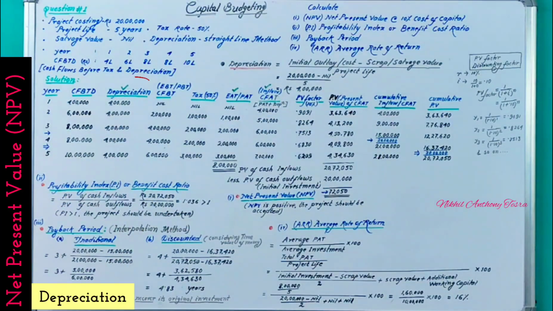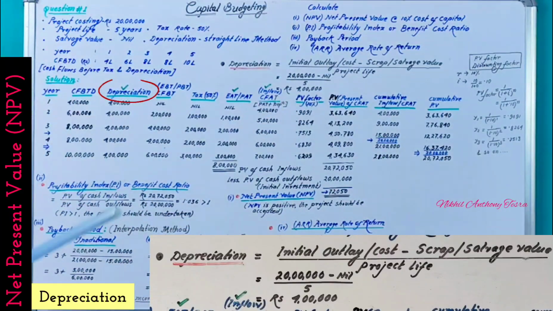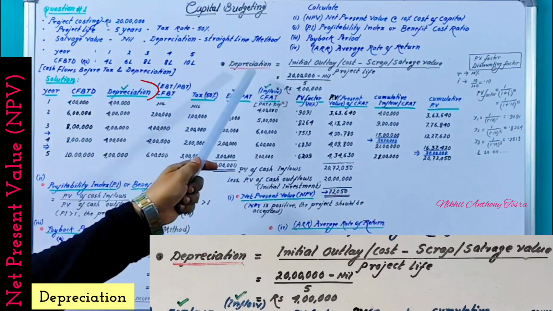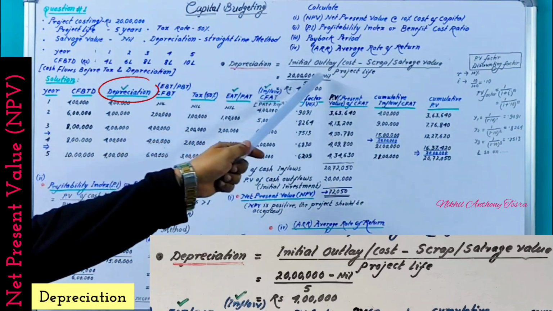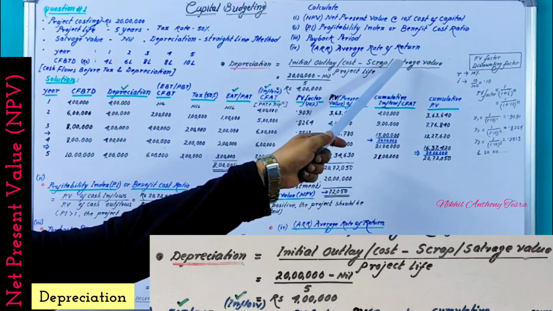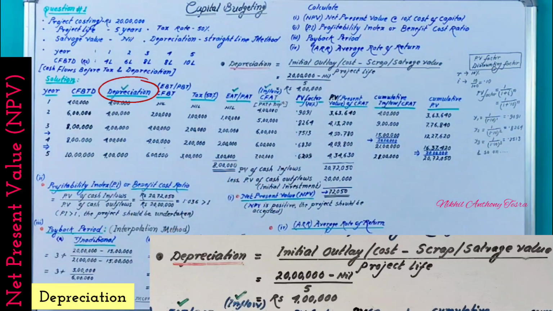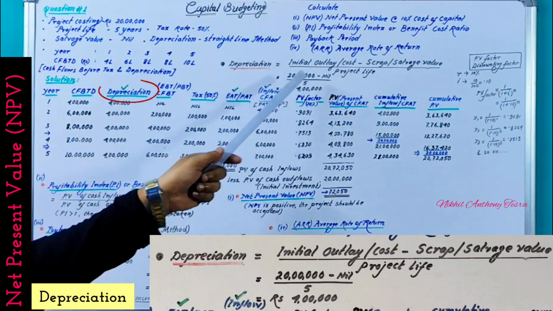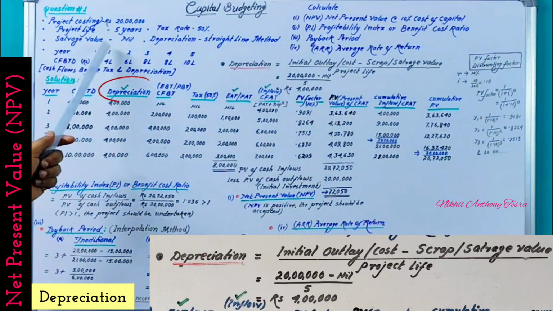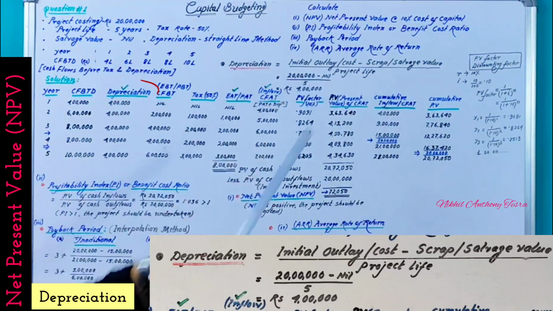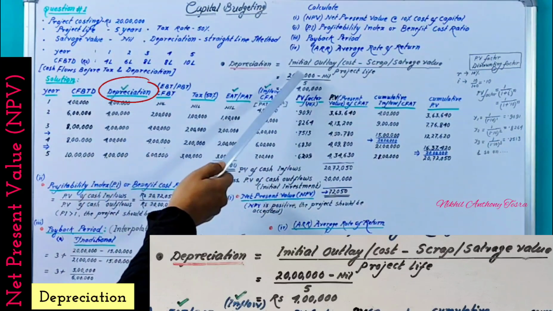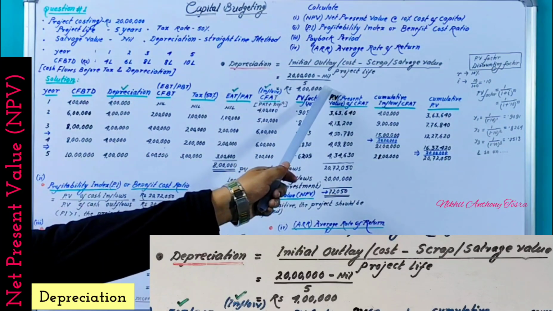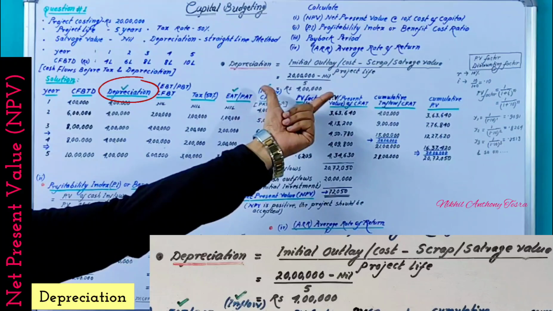Now, in this particular question, the amount of depreciation is not given. We need to calculate on the straight line method. So depreciation equals initial outlay or initial cost minus scrap value or salvage value, divided by project life. So depreciation equals initial cost of rupees 20 lakhs minus scrap value or salvage value of nil, so 20 lakhs minus nil, divided by project life of 5 years. So 20 lakhs divided by 5 equals rupees 4 lakhs. So depreciation here comes to rupees 4 lakhs.